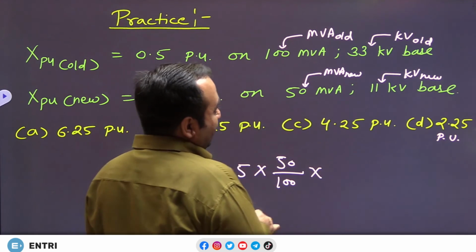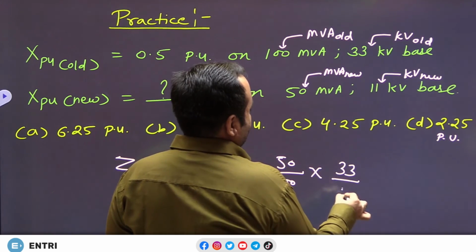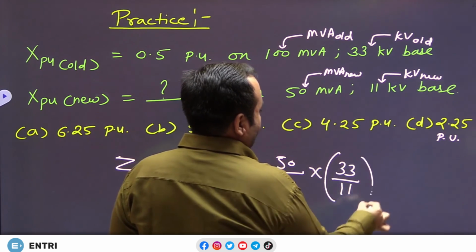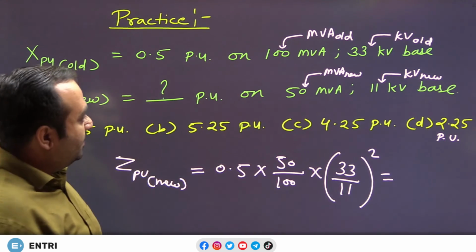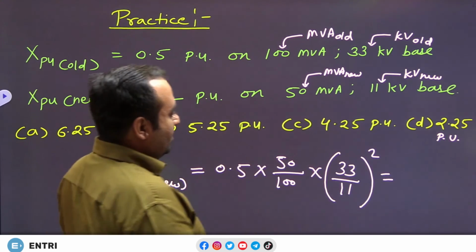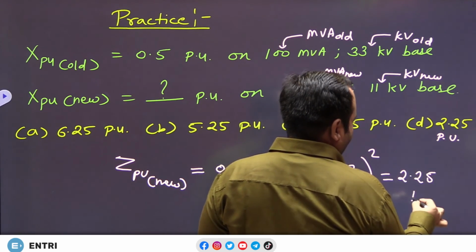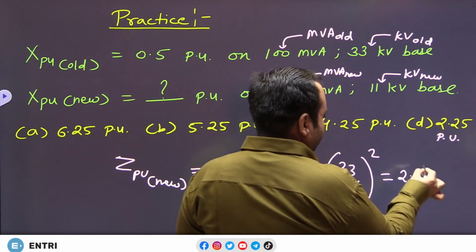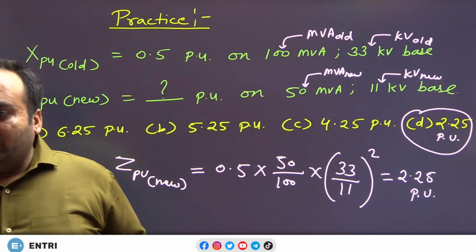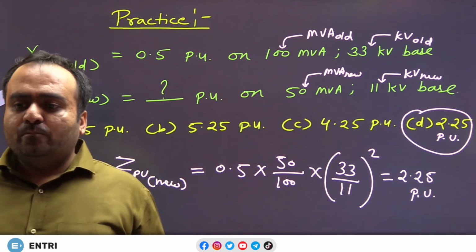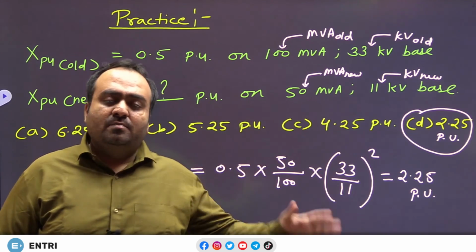So I will now write the old value. Old value is this and new value is this. So old value in kV in the numerator and new value in numerator for MVA. So I think it will come out to be 2.25 per unit. So that is your answer, 2.25 per unit. Alright, so you can pause the video here and make a note of it.